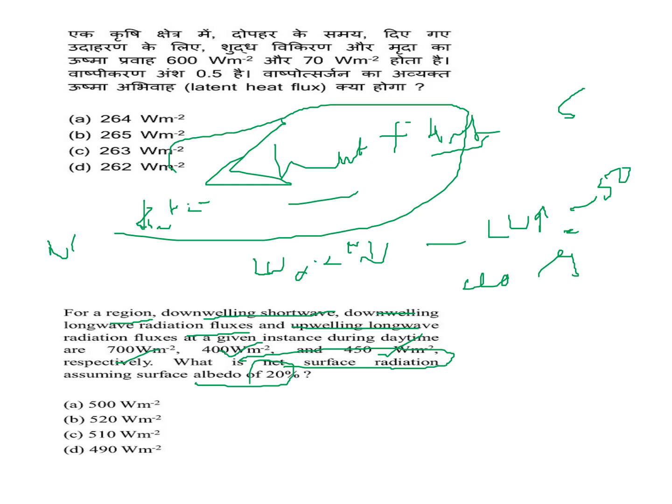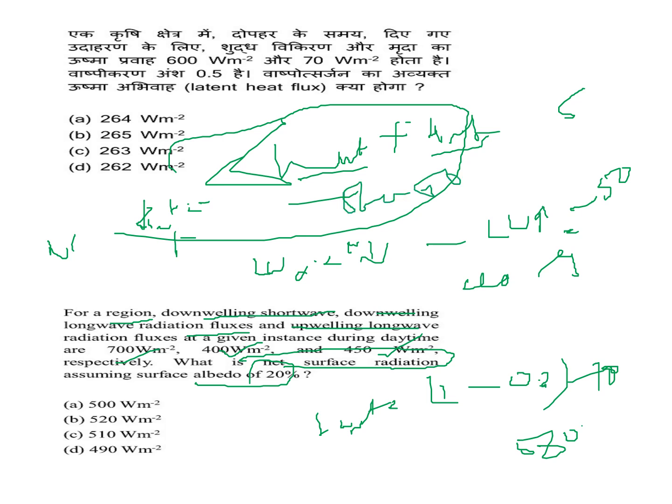How to calculate short wave net? Short wave net is equal to 1 minus albedo, that is 0.20, into downwelling shortwave radiation, how much he has given? 700. 0.8 into 700 gives 560. Now substitute the values in net surface radiation, that is short wave 560 minus 50. The answer will be 510.